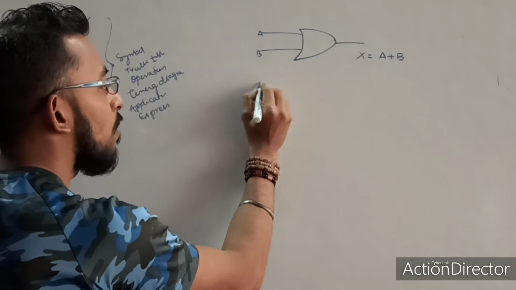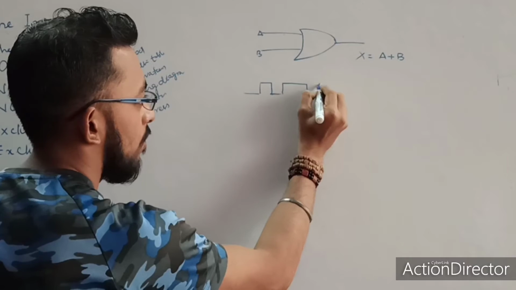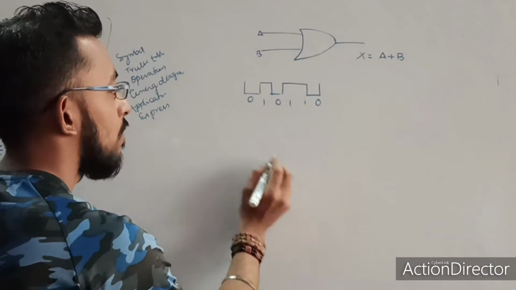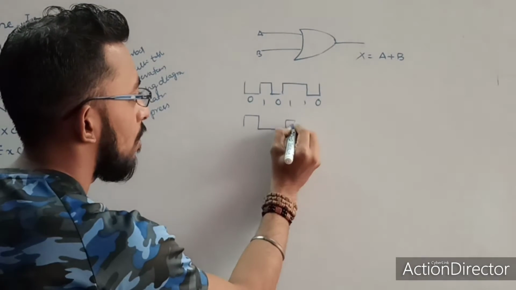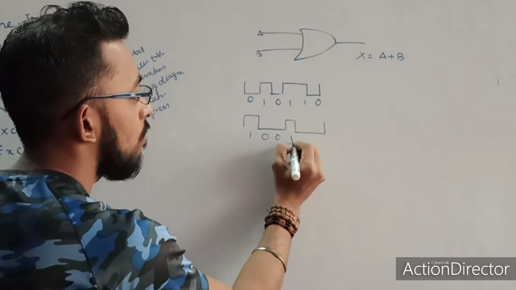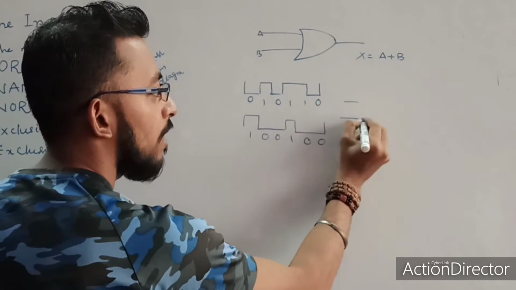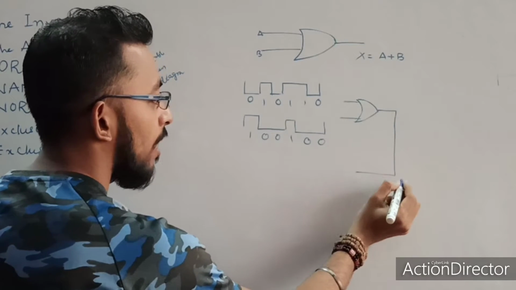Similarly, let's take a small waveform. This is 0, 1, 0, 1, 1, 0. Let's take another. This is 1, 0, 0, 1, 0, 0. Okay, these are the 2 inputs applied to an OR gate. Then what will be the output?